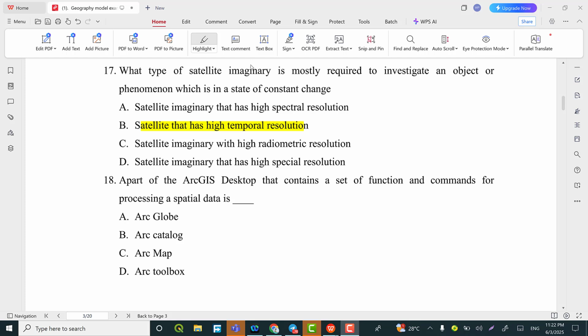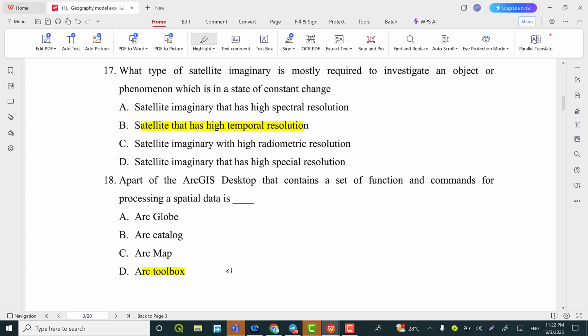ArcToolbox. The answer is ArcToolbox. Let me give you an explanation about ArcToolbox. ArcToolbox is the set of commands which contains different tools. It helps to process, or it contains different commands to process any spatial data.